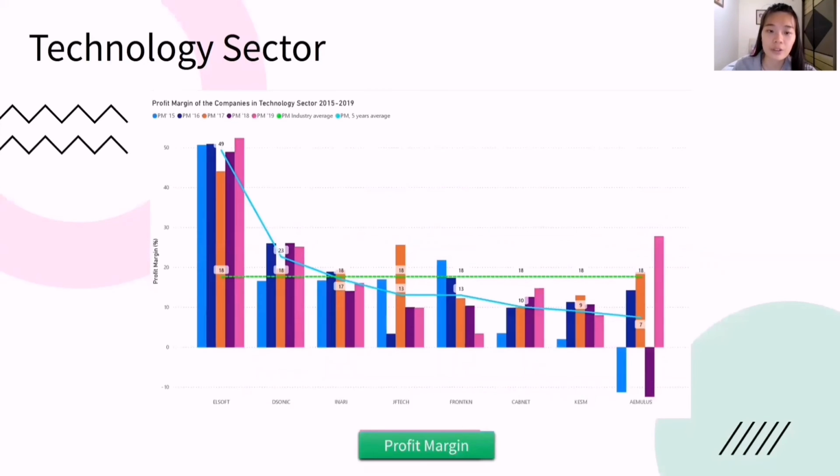The industry average of profit margin in the technology sector is 18%. The results show that Alsoft has the highest profit margin among these competitors, which is 49%. It shows that they are more efficient at converting sales into actual profit over this 5 years period.